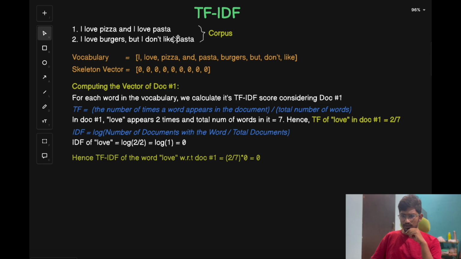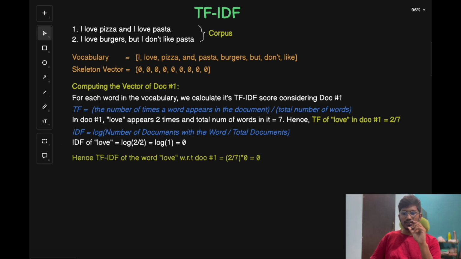Now let's consider document number 1. First we need to calculate the term frequency or TF for each word of the vocabulary for document 1. We'll pick each word of this vocabulary one by one and calculate its TF value considering document 1. Term frequency is simple. It is just the number of times a word appears in the document divided by the total number of words present inside the document. Now let's calculate the TF score for the word, let's say, love in document 1. In document 1, the word love appears 2 times, and we have a total of 7 words. So the TF score for the word love in document 1 will be 2 by 7.